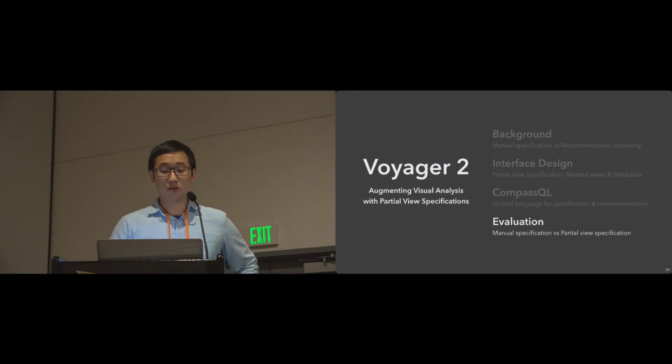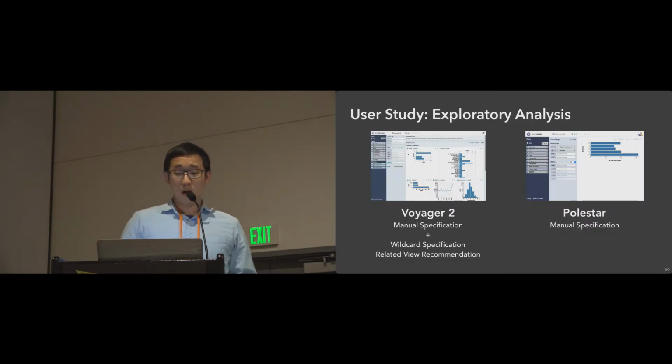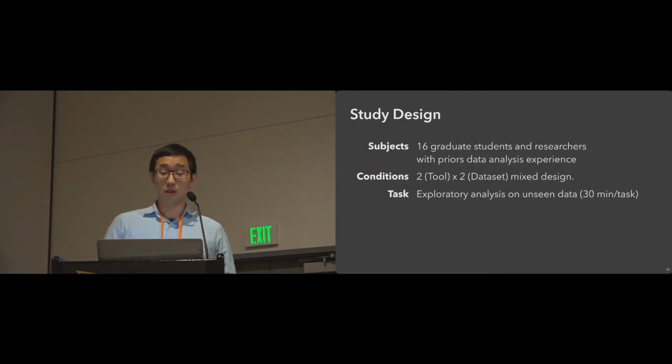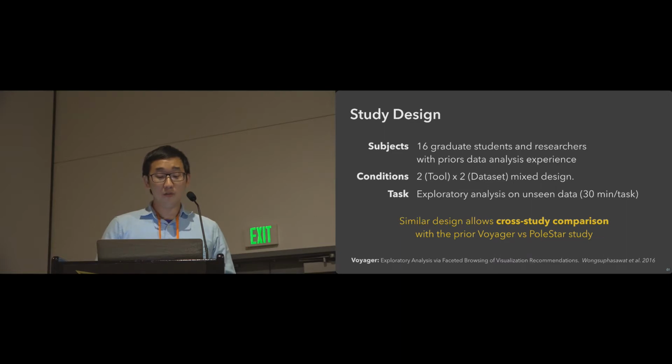In this last part, I'm going to show how we evaluate Voyager 2. So we conducted a user study comparing Voyager 2 with Polestar, a manual specification interface modeled after Tableau. This study design allows us to directly contrast the effect of the new partial specification interfaces, including wildcard and related view. For our user study, we recruited graduate students and researchers with prior data analysis experience to perform exploratory analysis on a previously unseen dataset. Note that we use a study design similar to an earlier study to allow for cross-study comparisons.